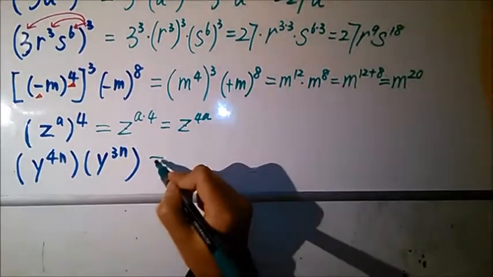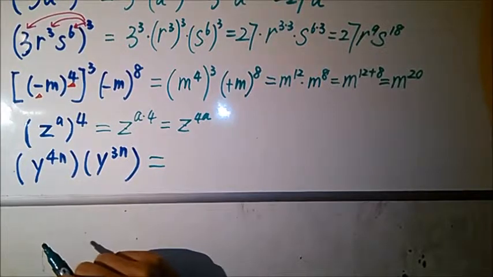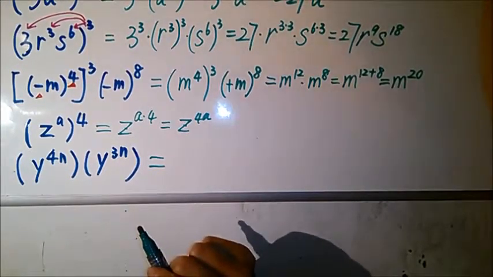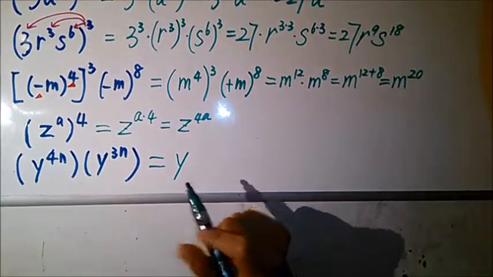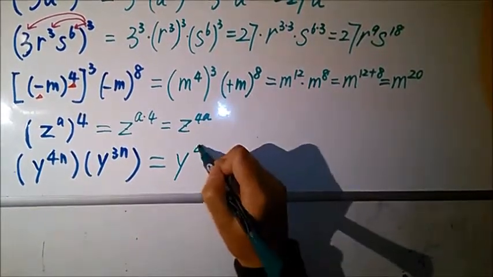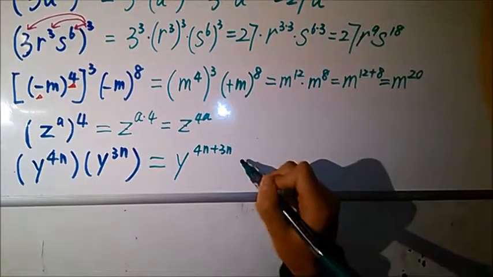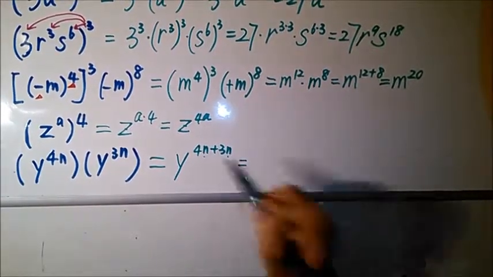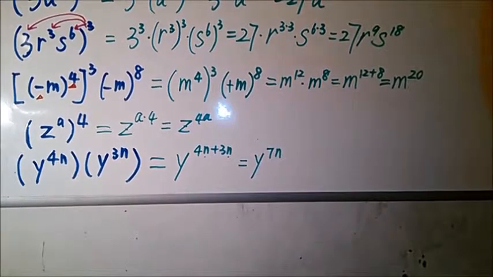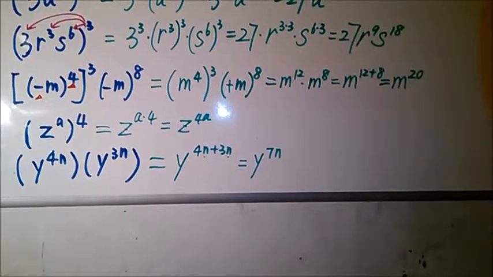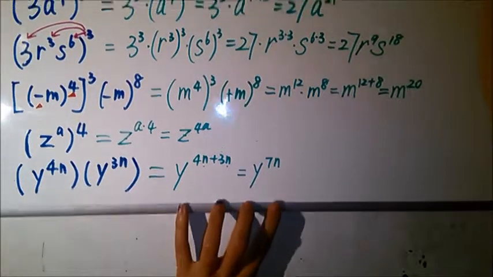Y to the power of 4n times y to the power of 3n. We're going to use the exponent rule. We have two like bases, the same species, so we're going to add the exponents. Y to the power of 4n plus 3n. And look, the n's are the same, so we can add them together. 4n plus 3n will be 7n, right? So y to the 7n power. Let's do some other problems.